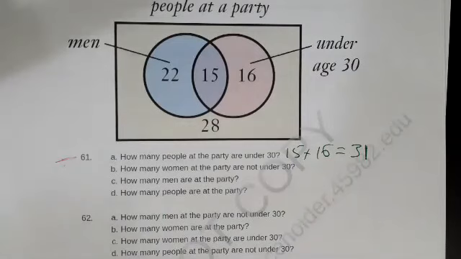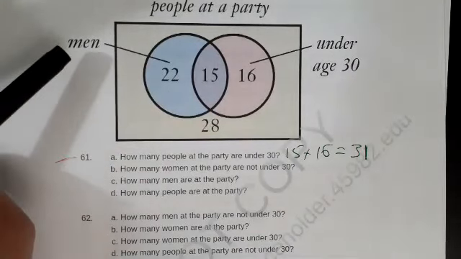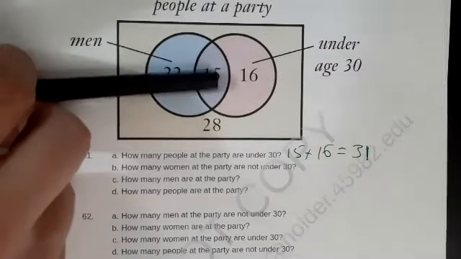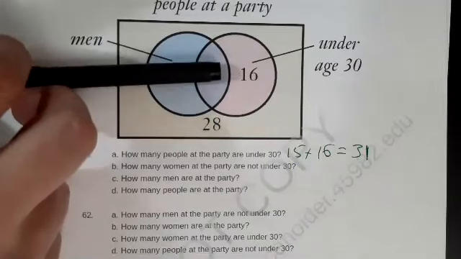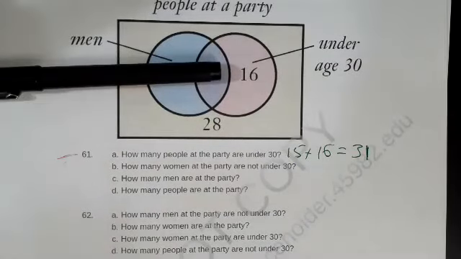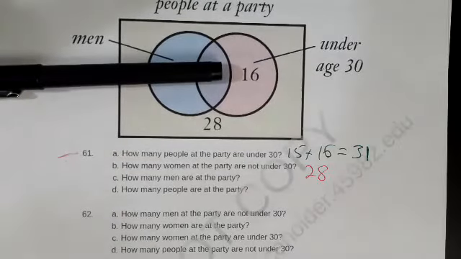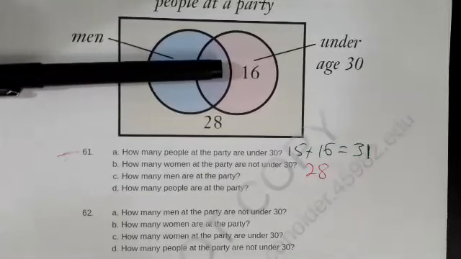How many women at the party are not under 30? So if we want to look at women, horrible dichotomy, but what they're considering women are the people that are not men. I just said 28. It's not going to be these two numbers because we know we're looking at women. If we want women not under 30, these would be women under 30. And 28 would be the women who are over 30, right? So we're looking at those two numbers. It's got to be the 28 there.